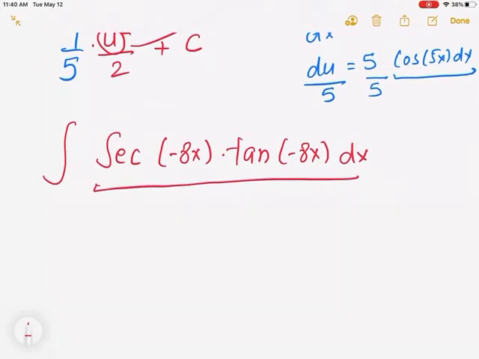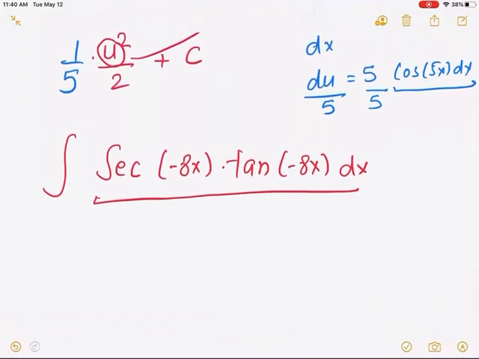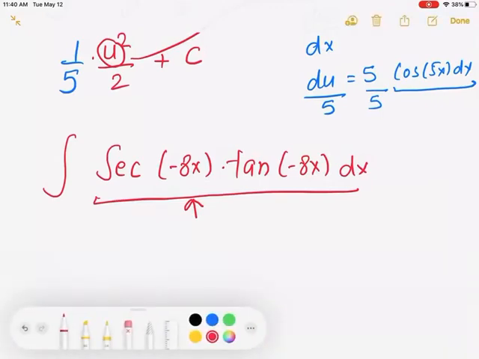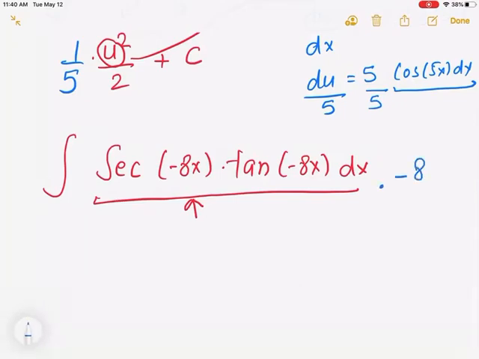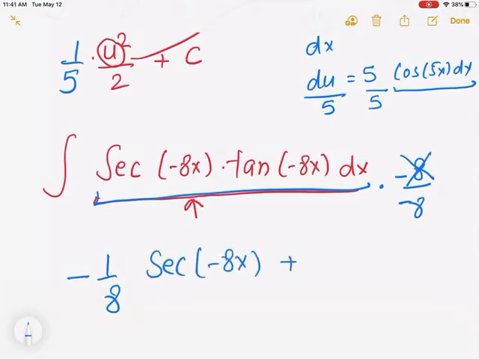So I'm just going to do pattern recognition, because think about this: this whole thing should have the derivative of this angle attached to it. Do we have that derivative in the equation? No, it's not. There should be a negative 8 in there. It's not, so I multiply by it, top and bottom. The top one completes the pattern, so I factor out negative 1/8 for the bottom. The integral of this whole thing is secant of the angle itself, plus c at the end.